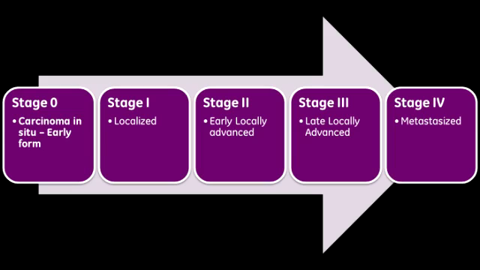T stands for tumor size, N stands for node involvement, M stands for metastasis. And metastasis is the most important prognostic factor. So basically when you want to determine the stage a cancer is in, you have to look at all these things: tumor size, node involvement, and metastasis.